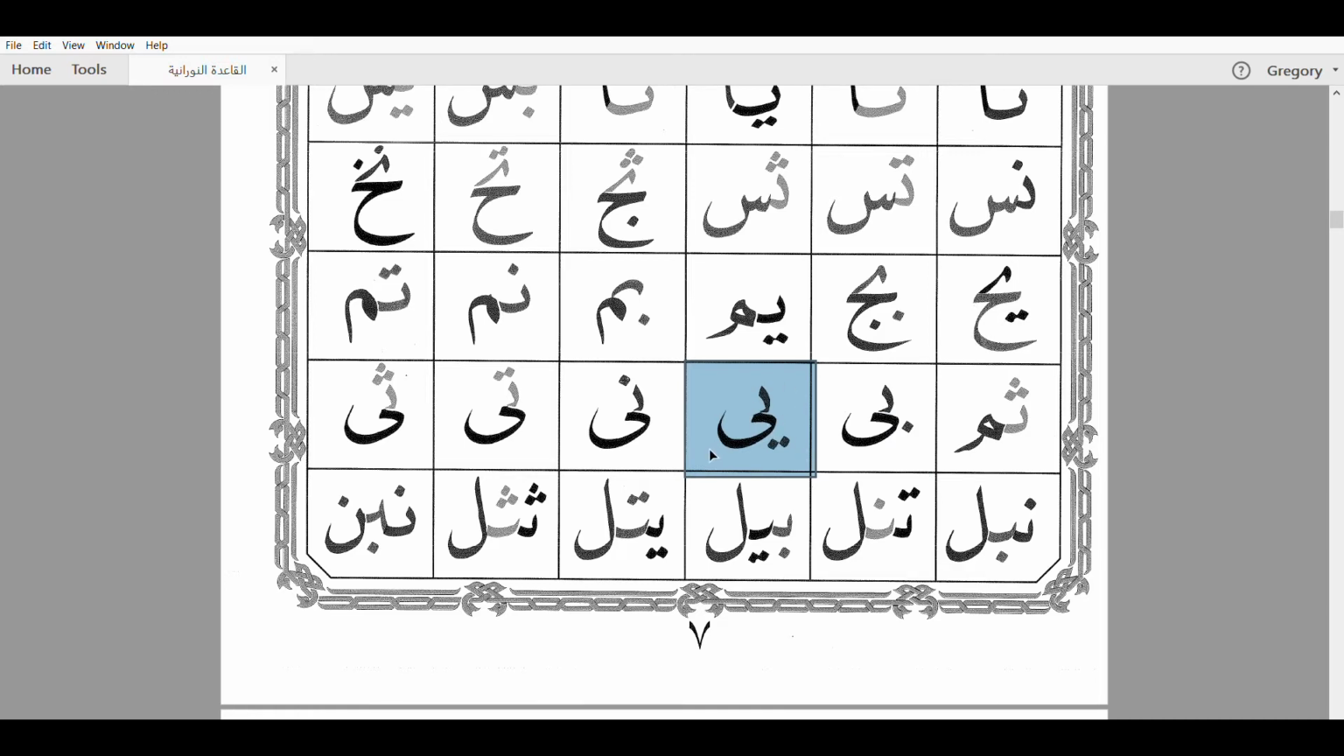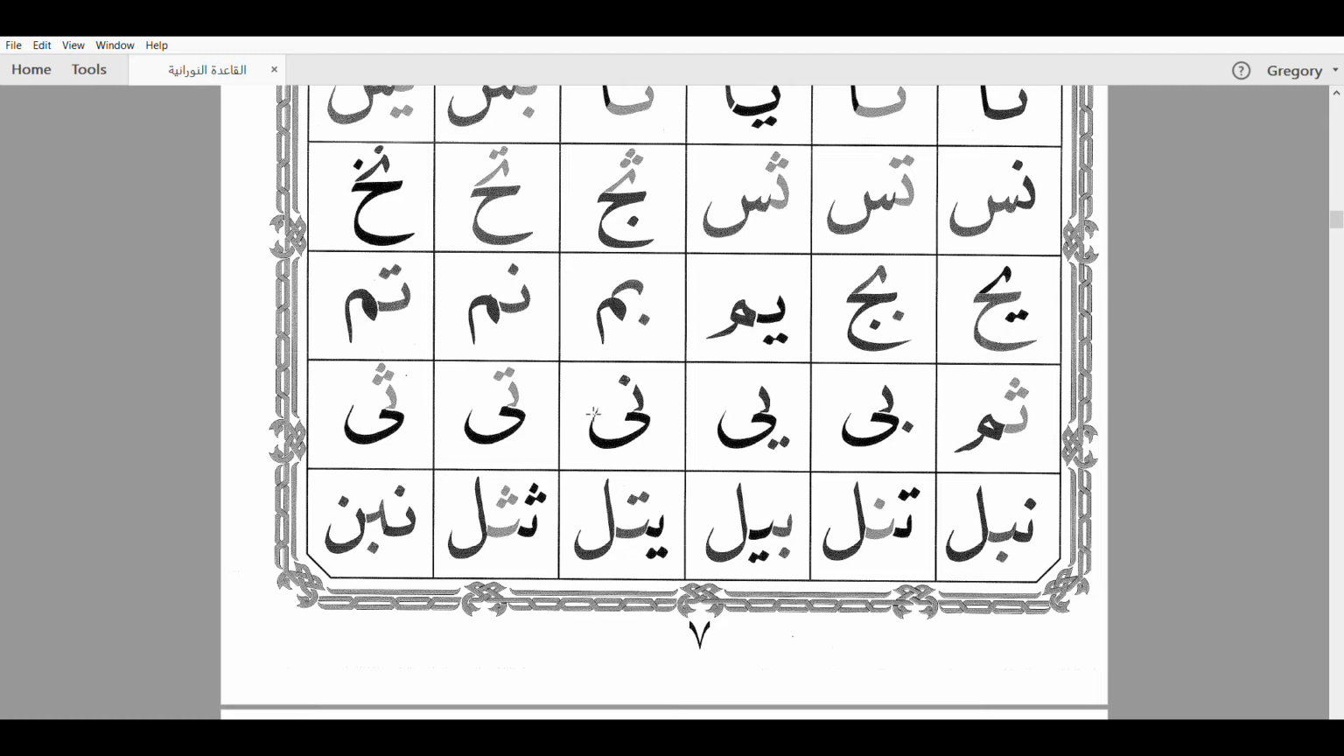And this one? So you have the ba there and then the ya here. Two dots. And this one? Can you tell by the one dot over that? That's a noon right there. That's an alif maksura.